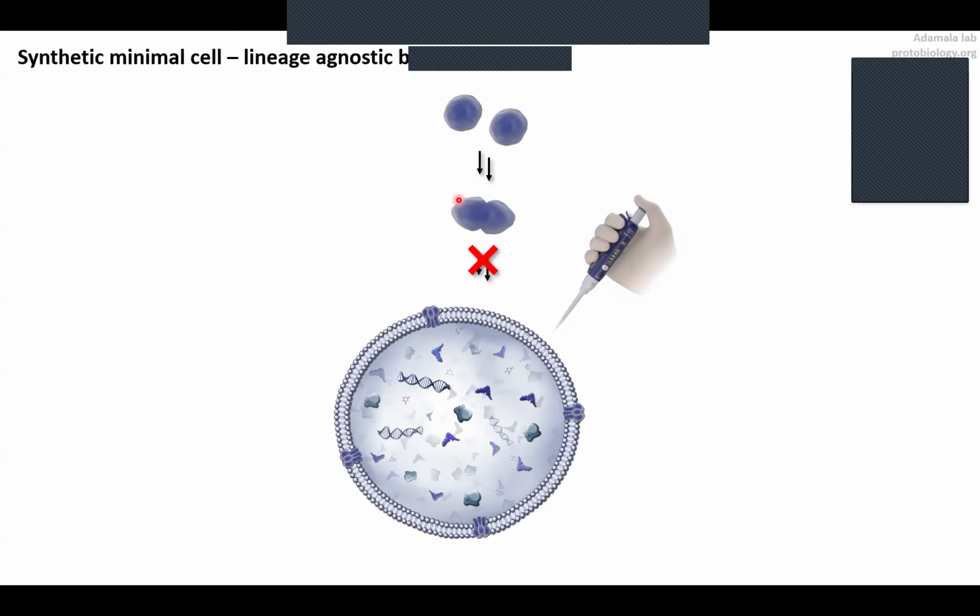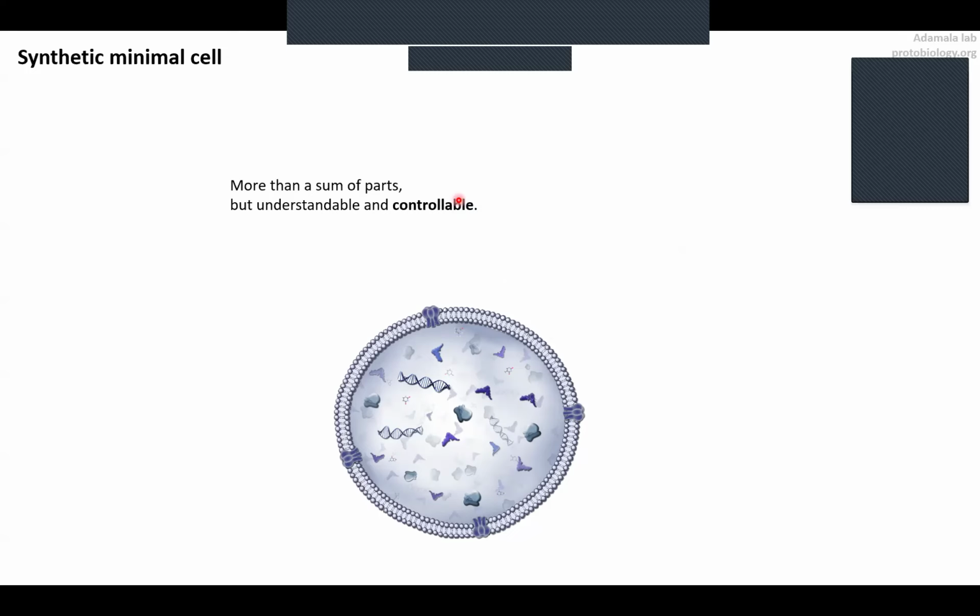So what we want to do is we want to actually make a cell from scratch, from non-living components. And this is as close as I can get to a definition. Something that has emergent properties. So it's more than just a sum of molecules. So it's not just a bag of molecules where every molecule does what it's assigned to do and there's no emergent properties. We want emergent properties because life is an emergent property of chemistry, but we want to be able to control it. And that controllability is really what drives the field. We want to control everything.